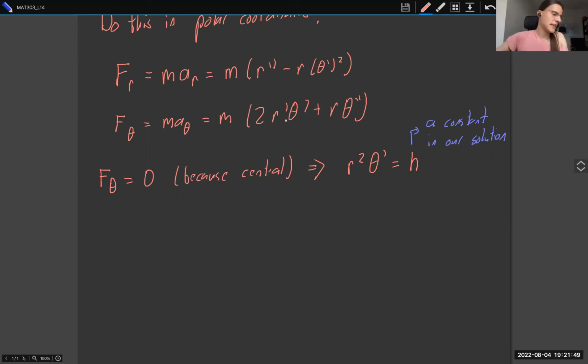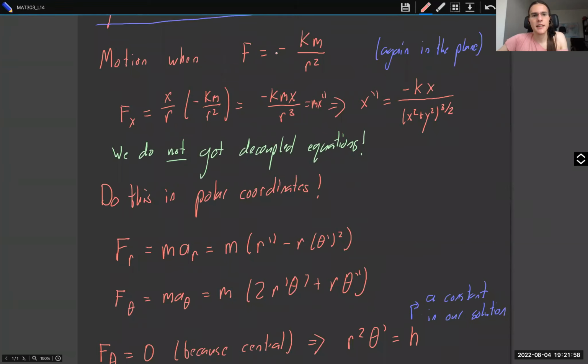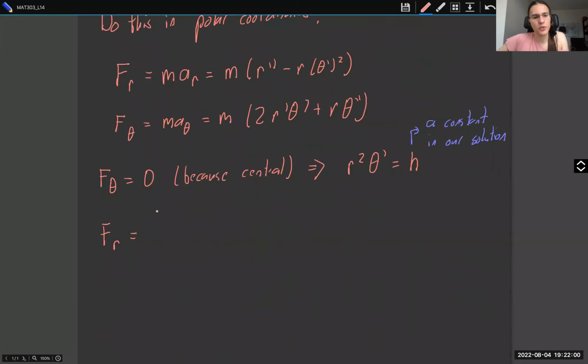So then what we get is that F_r, on the other hand, well, we know what that magnitude is. It's just the full magnitude of the force. It's negative Km over r squared. And yes, I did switch from a lowercase to an uppercase K here. Gravitational constants sort of look like that, while spring constants look like the other thing. So that's equal to mass times radial acceleration.